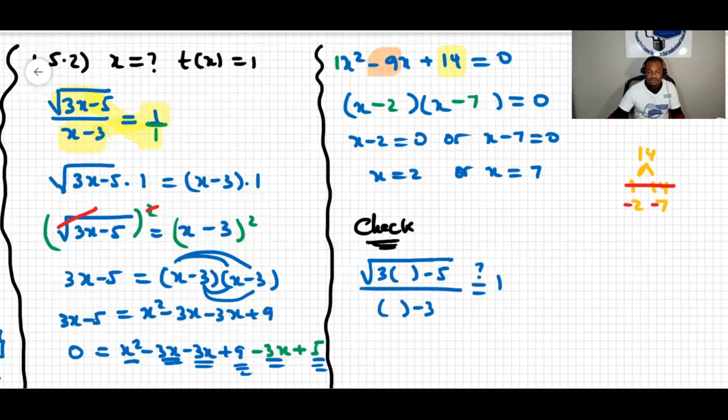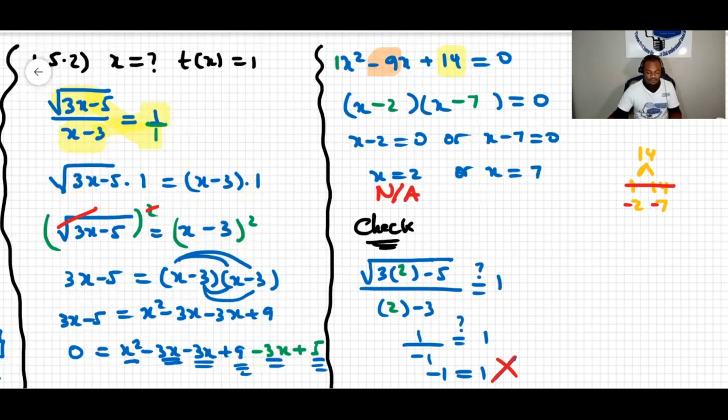If I substitute the value of 2, for instance, for x, let's see if that's going to be equal to 1. If you work it out, that makes 6 minus 5, which is 1, the square root of 1 is 1, and then over here we have 1 over negative 1. Now, is 1 over negative 1 equal to 1? Let's see. 1 over negative 1 is negative 1. And this tells me that negative 1 is equal to 1, which is a false statement. So 2 is not applicable. This is not the correct answer.